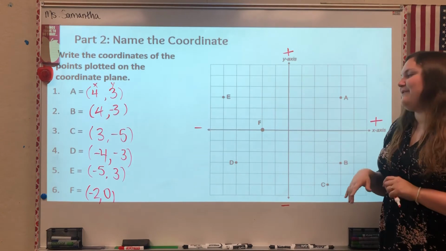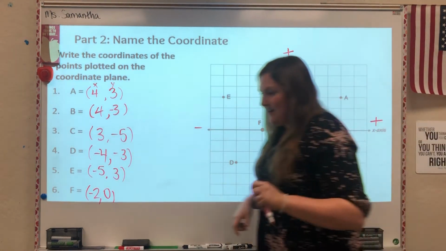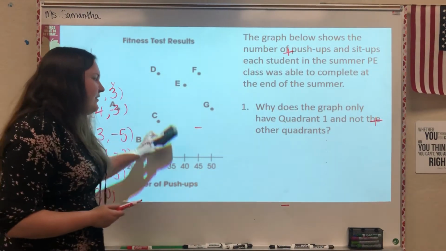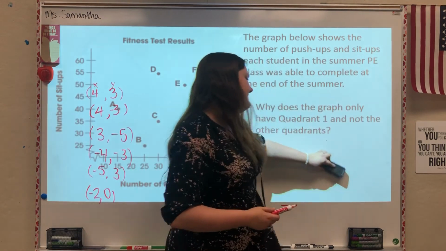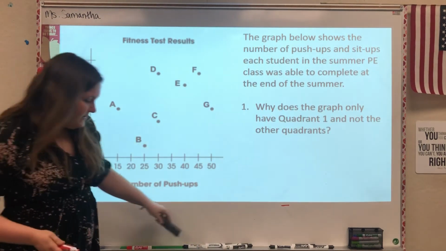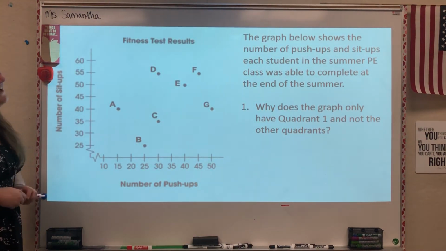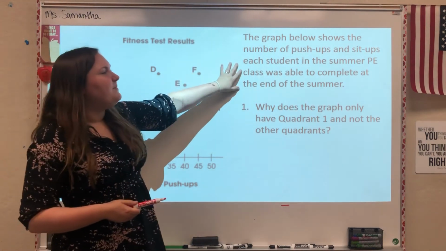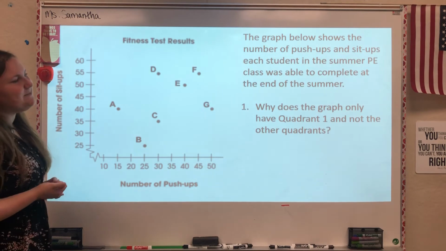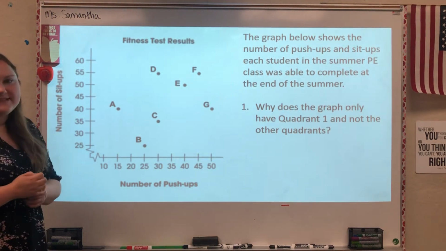Sometimes those zeros can be tricky for students. Hopefully you did well on this. There is one last part, and that is what it looks like when you're using coordinate planes and plotting points to describe a real life situation. So we've got our coordinate plane right here, and it tells us the graph below, or I guess to the side, shows the number of push-ups and sit-ups each student in the summer PE class was able to complete at the end of the summer.